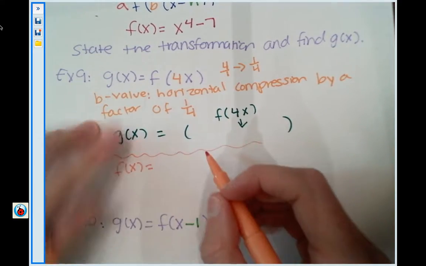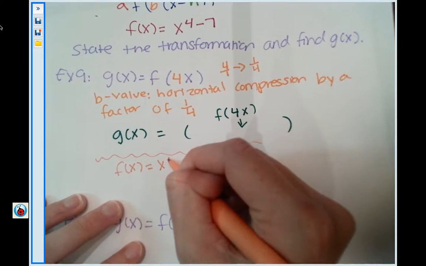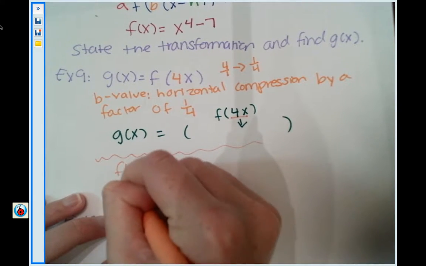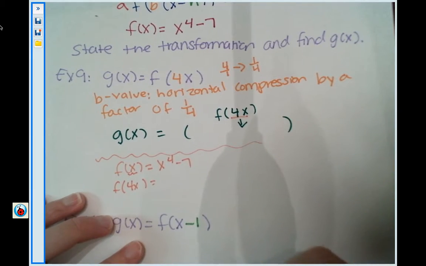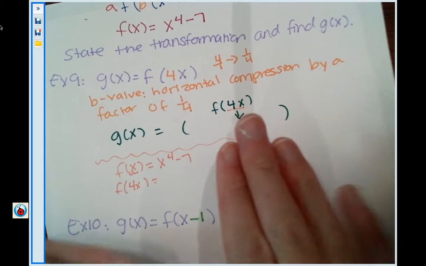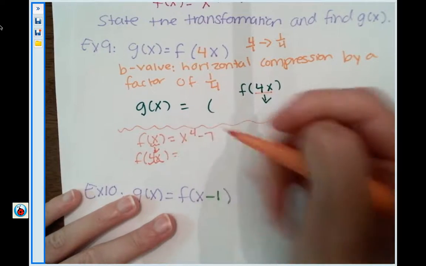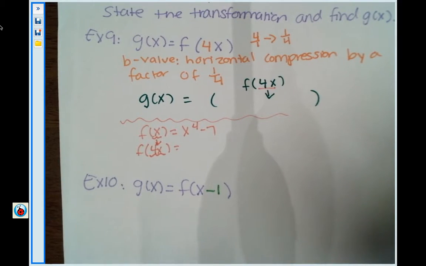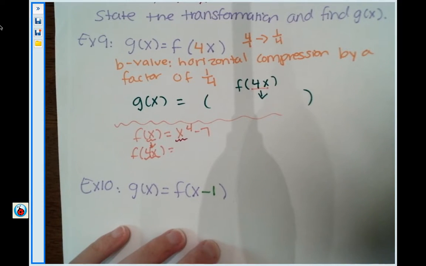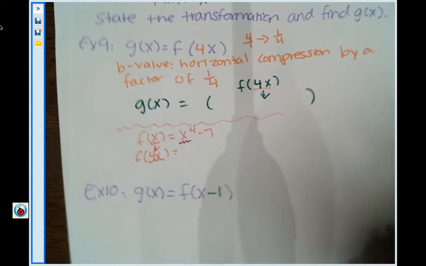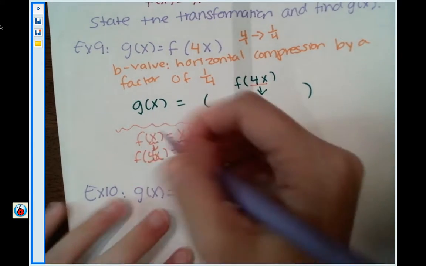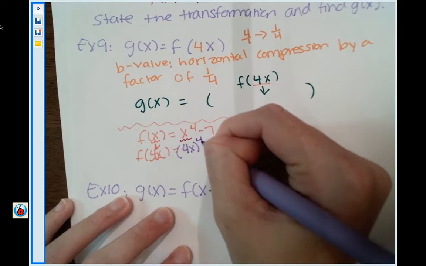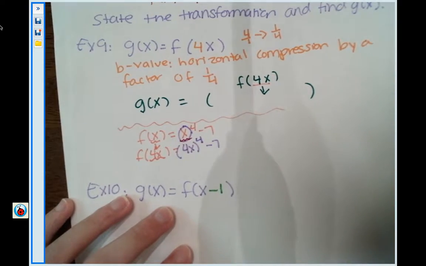So f of x is x to the 4th minus 7. But this says to find f of 4x. So originally it was x, but my x has transformed into a 4x. So that means everywhere I see an x, it will transform into a 4x. So if you see here, there's an x right here. So that x is going to turn into a 4x. So it's going to look kind of like this. So my x will transform into a 4x, and everything else stays the same. So we have the 4 and the minus 7. The only thing that changed was my x.